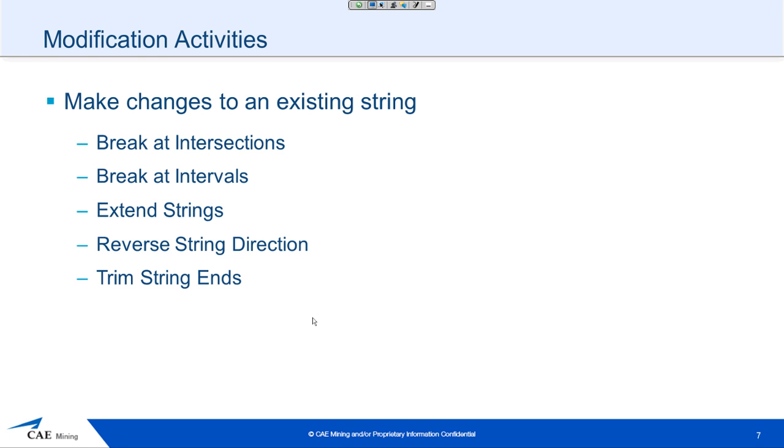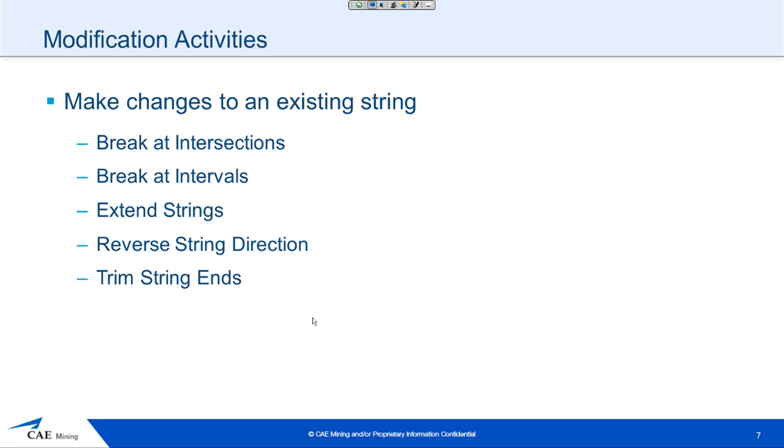Then we have modification activities. So this is for strings that are already existing, that previous steps have put into the FXS file. We're able to break at intersections, so if you've got 2 sets of lines overlaying each other, one set of lines can break the other set of lines. We can also break at intervals, so you're able to specify a distance.